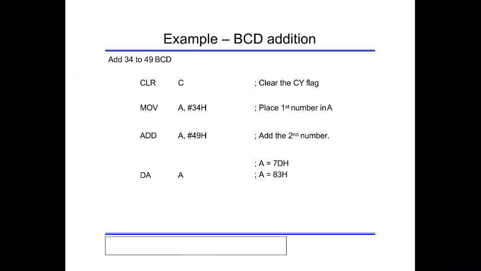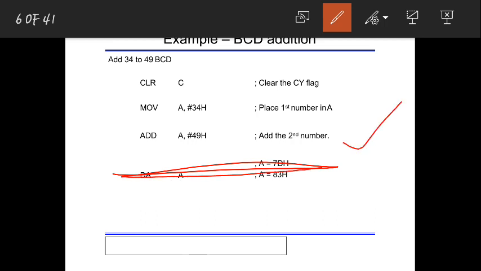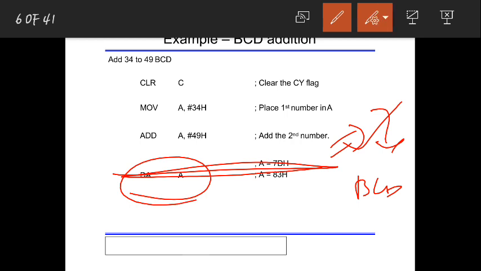This is the example for BCD addition. Whenever you have a binary addition, this line is not required. Till here the normal addition is fine, but if you want a BCD addition, whatever result you got should be converted into BCD format. For that we need to write this. So we'll see how that goes.